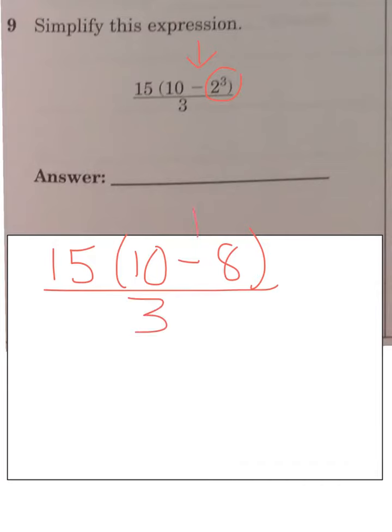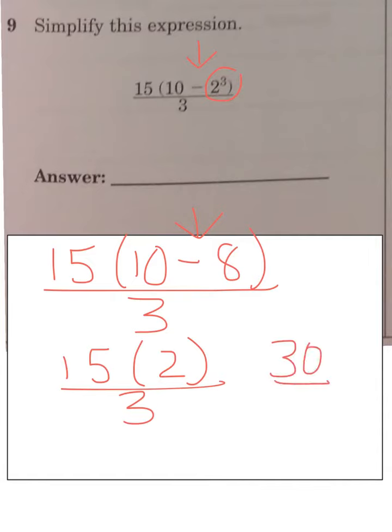Now we do inside the parentheses. Bring down everything else. 15 times 10 minus 8 is 2, and then that's all over 3. Now we're going to do multiplication and division. On the top line, we can do multiplication. 15 times 2 is 30, and then continue with the divided by 3. Now the last thing we have to do is division. 30 divided by 3 is 10.